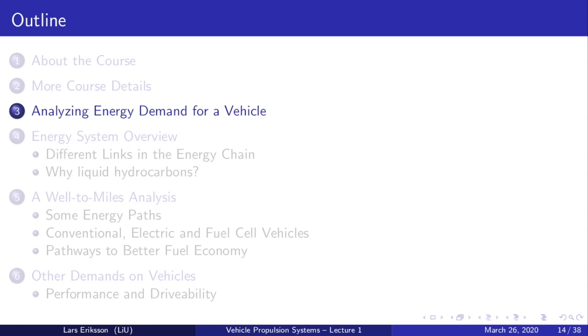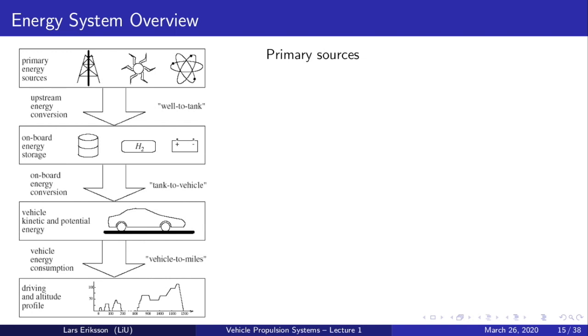In this part we will start analyzing the energy demand for a vehicle, and we will start talking about the energy system in more detail. When we talk about the energy system, we have a complete system from the primary sources to the usages, and in this case we're working with vehicles, so we have a driving mission at the end case.